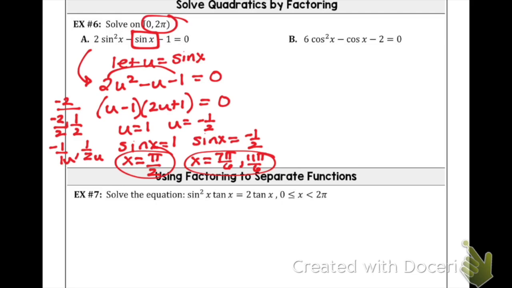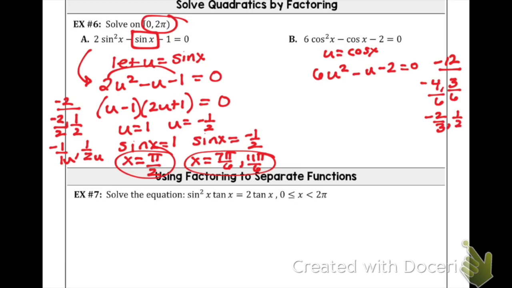Do the same thing for b. Turn that into u's. u is equal to cosine x. So we're factoring 6u squared minus u minus 2 is equal to 0. 6 times negative 2 is negative 12. Factors of negative 12 that get us to negative 1 would be negative 4 and positive 3. Put it over 6. Reduce. Negative 2/3, 1/2. u's attached to the denominator. So 3u minus 2, 2u plus 1 equals 0. So u is going to equal 2/3, or u is equal to negative 1/2.